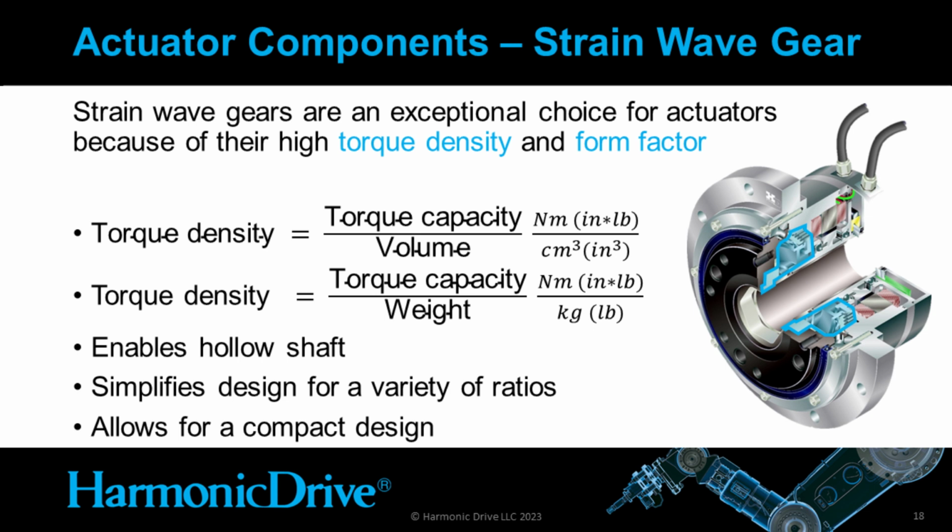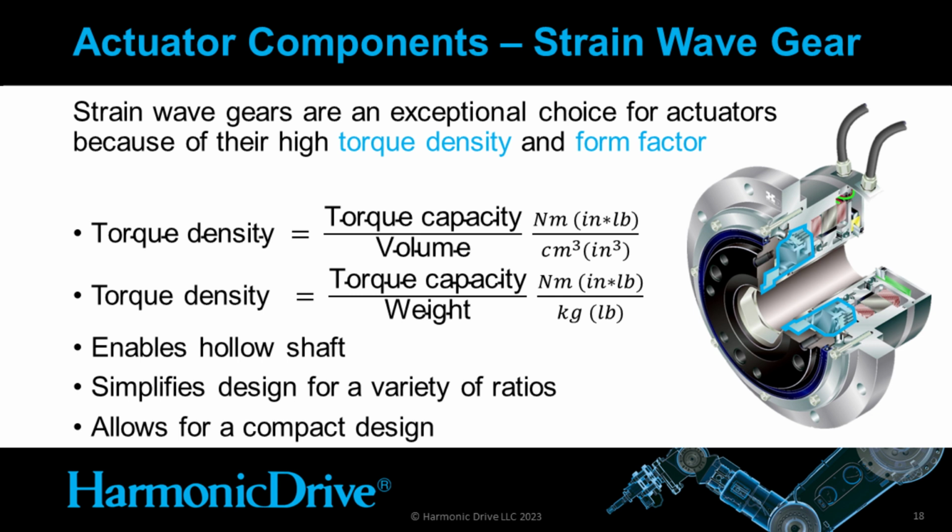One of them is by using a benchmark calculation that is called torque density. So in this case, I have two calculations that I'm calling torque density. One of them is taking the rated torque capacity of the strain wave gear, dividing it by the volume that the strain wave gear takes up. Another calculation that can be used if you're more concerned about weight in your system is to take the rated torque capacity and divide by the weight of the device.